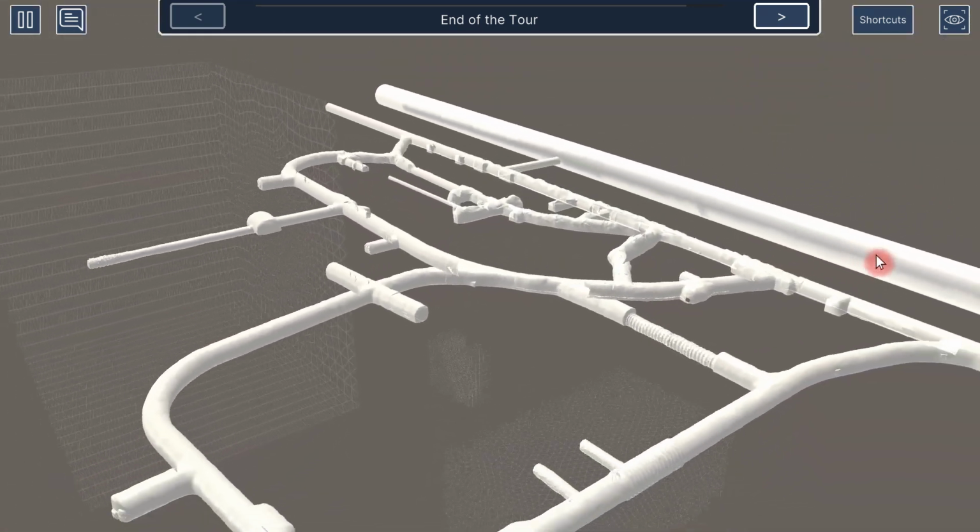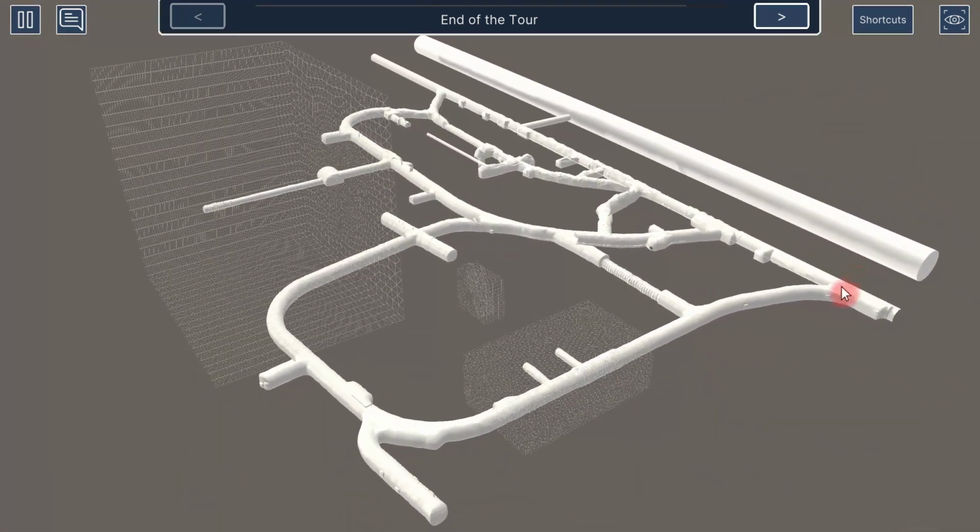With this overview of the tunnel system and the 3 experiments we looked at in detail, our tour through the Mont Terri Underground Research Laboratory comes to an end.